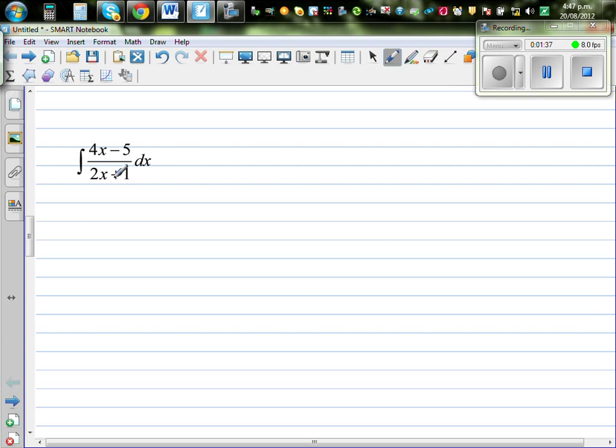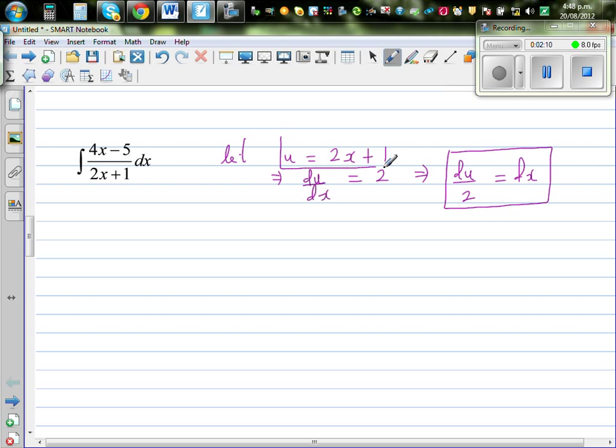Integrate 4x minus 5 over 2x plus 1. So again, I'm going to do a substitution. I'm going to let u be equal to the denominator, which is 2x plus 1. Differentiating both sides with respect to x, du by dx is equal to 2. So du by 2 is equal to dx. So in place of dx, I can put du by 2.